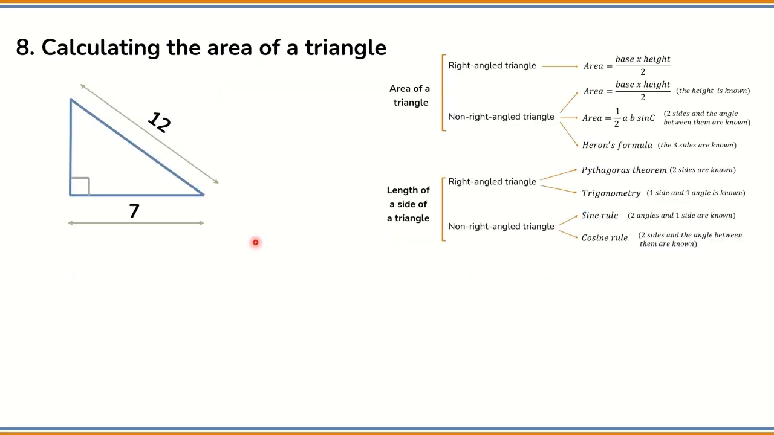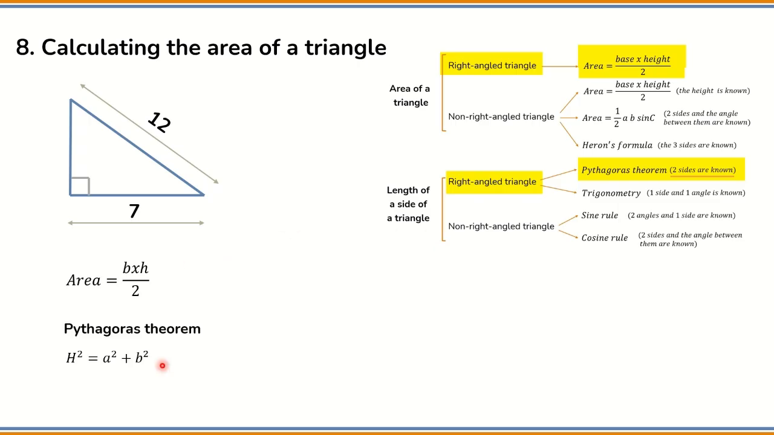Example 8. We have to calculate the area of this triangle. This is a right angle triangle, so the formula that we have to use is base times height divided by 2. But in this triangle, we don't know the height. So first, we need to calculate this side of the triangle, which is the height. So for a right angle triangle, when two sides are known, we can apply Pythagoras theorem, but we will have to rearrange it in this way.